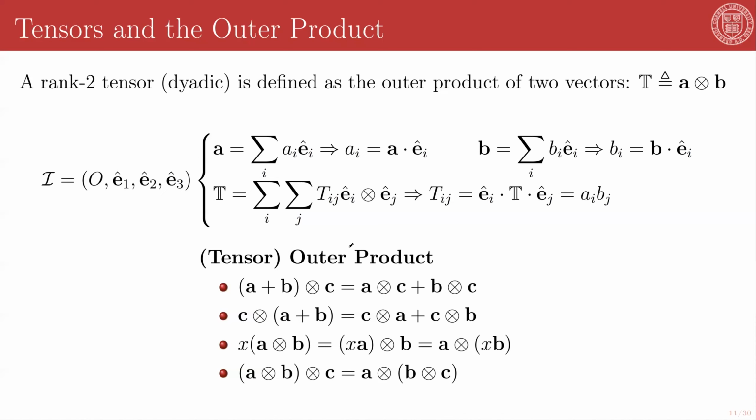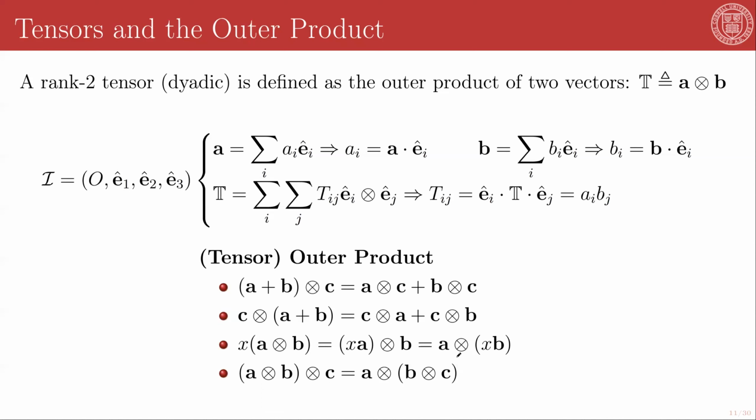The formal properties of the outer product are that it is distributive over addition. So the quantity A plus B outer product with C is the same as the outer product AC plus the outer product BC. And the same is true, it's both right and left distributive, right? But the ordering matters. It's not commutative. It is compatible with scalar multiplication in much the same way that the vector cross product is. And it is associative. So A outer product B, outer product with C is the same as A outer product with B outer product C.